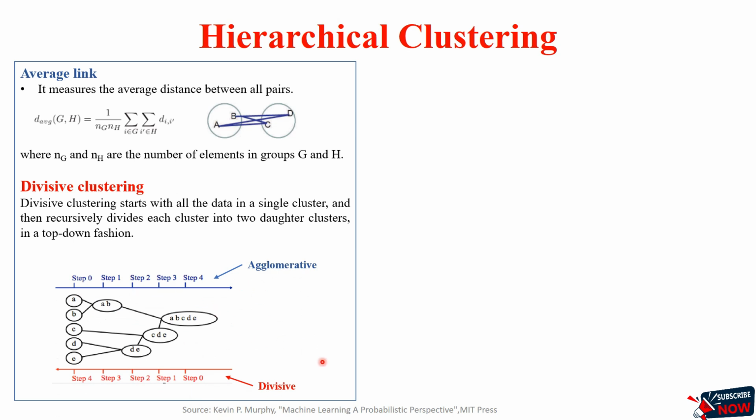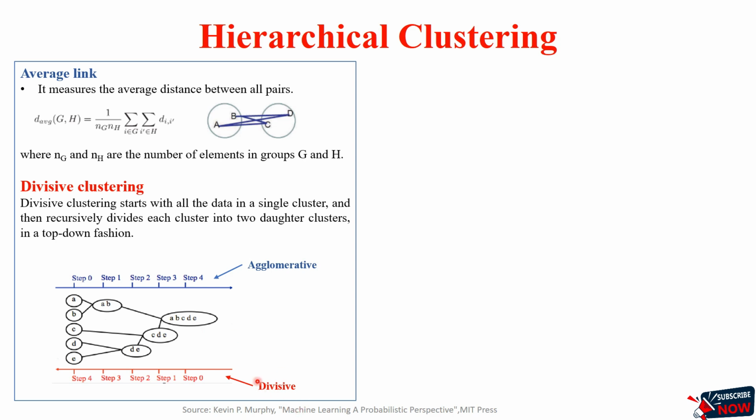This picture illustrates both agglomerative and divisive clustering. Agglomerative clustering begins here. Step 0 starts here, so each point is treated as a separate cluster. In step 1, we merge A and B. Then in step 2, we merge D and E. In step 3, we merge C, D, E. And in step 4, finally, all the clusters are merged and form a single cluster.